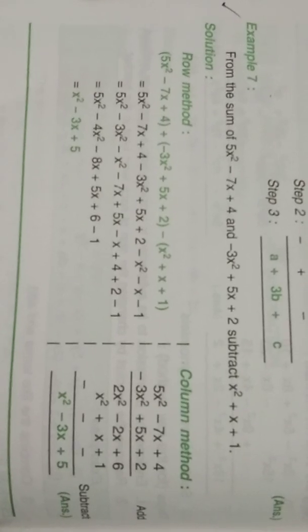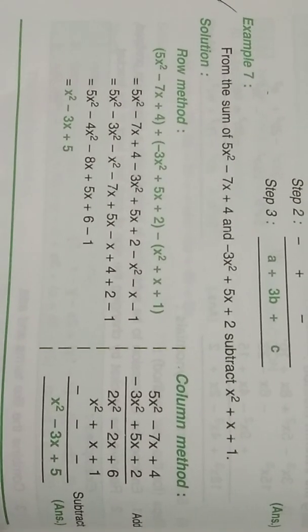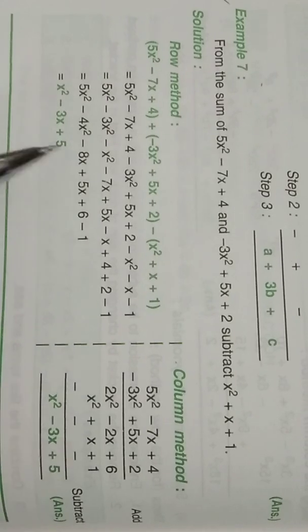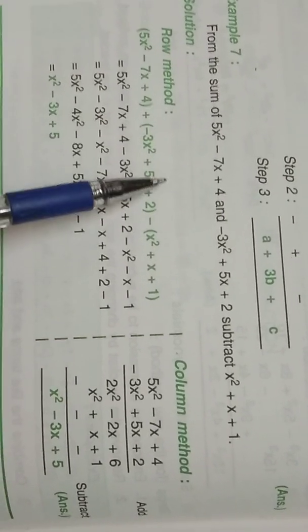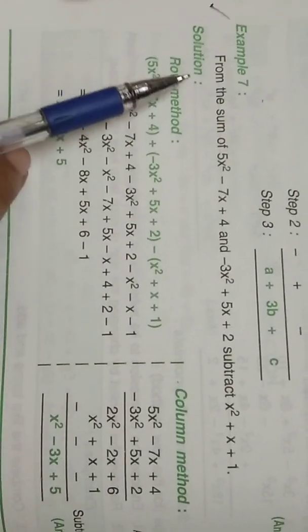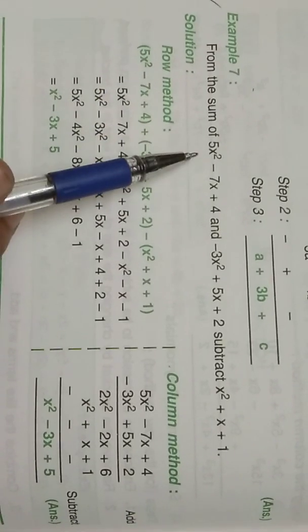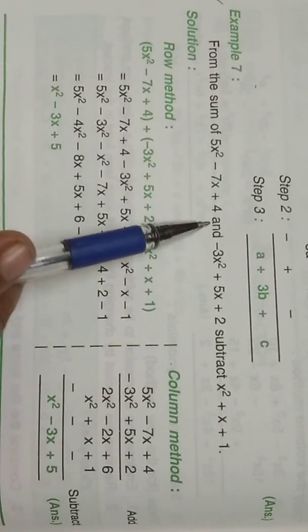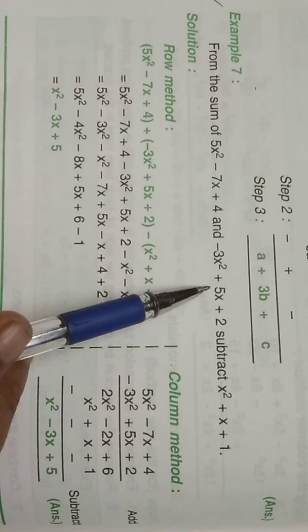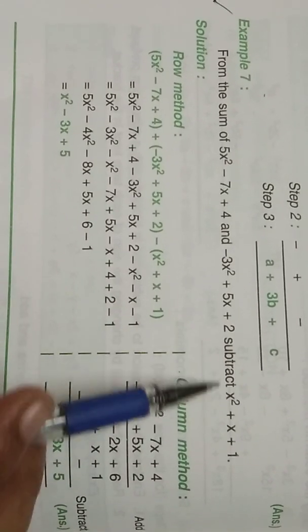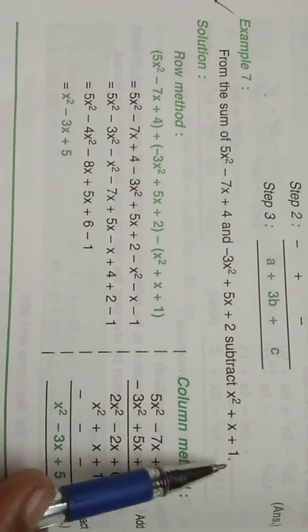Children, in the last class we discussed addition and subtraction. Now we'll discuss mixed problems, addition and subtraction. Look at the question: from the sum of 5x square minus 7x plus 4 and minus 3x square plus 5x plus 2, subtract x square plus x plus 1.